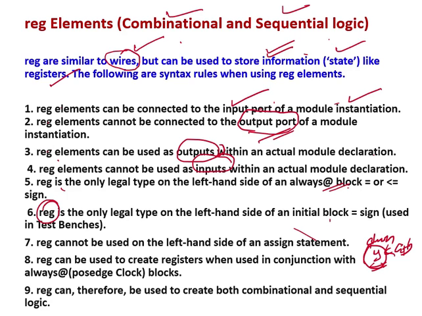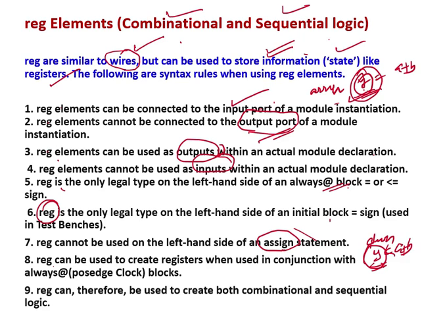Okay, reg cannot be used on the left hand side of an assign statement. Means if it is assign, for example, we already discussed this one, assign y equal to a plus b, this y is always wire type. Okay, it cannot be reg type. This is what it means: reg cannot be used on the left hand side of an assign statement. If you are using the assign statement, then the variable has to be always wire type.